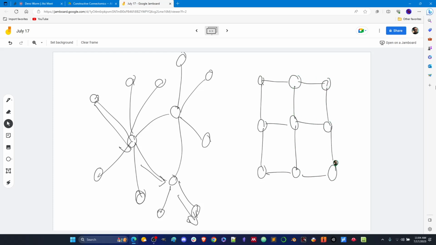Let's say 2 or 3, I guess. Well, this has 4, this has 3, this has 2. Anyways, this is what a lattice looks like on the right. A lattice is often used as a control for these kinds of networks.